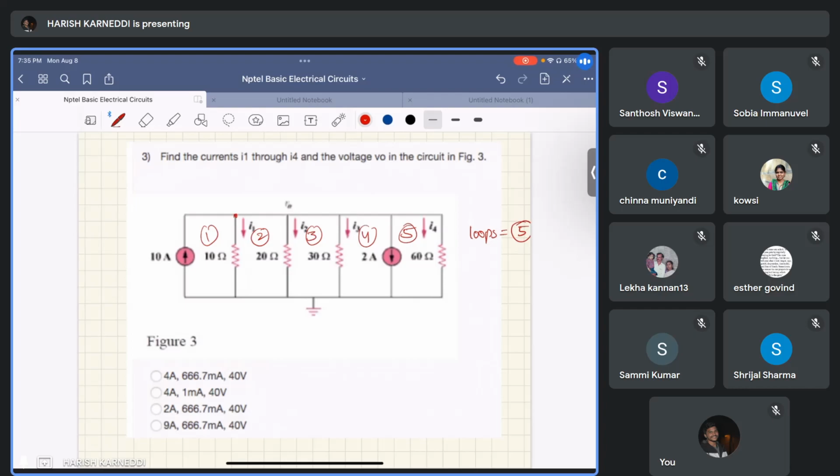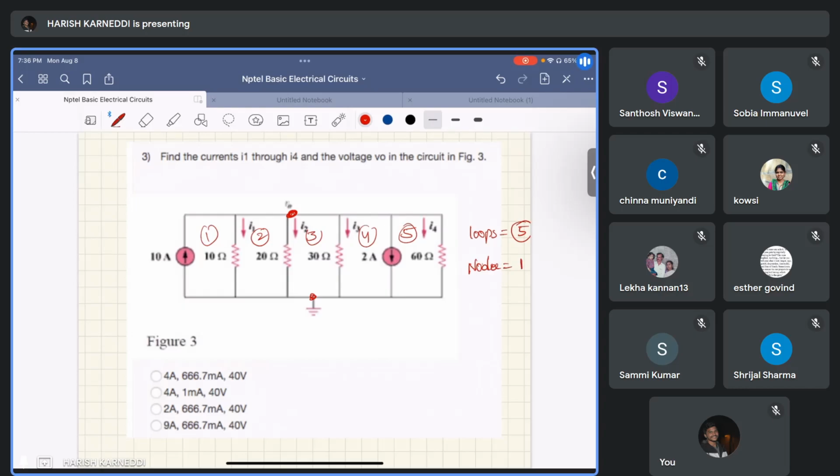How many nodes here? This is connected to this, and in between there is no element, right? So these two are one node, there is no element between them, and these two are one node, and these are one node. So this entire thing is one node, and this is the reference node. So there is one node apart from the reference node.